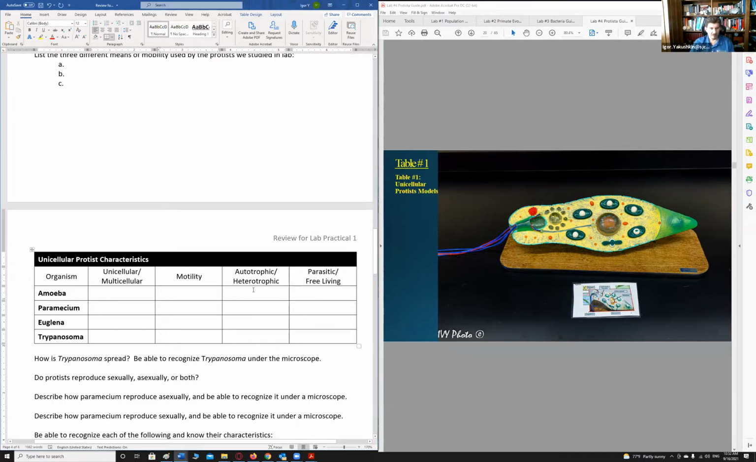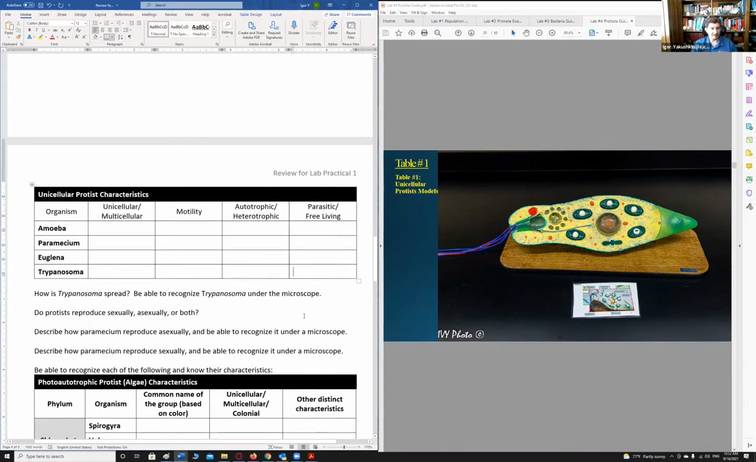So now amoeba heterotrophic, paramecium heterotrophic, euglena is autotrophic / mixotrophic. Either will do. But if you answer heterotrophic, euglena is not just heterotrophic. It's either mixo or autotrophic. And the trypanosoma, since it's a parasite, is heterotrophic. Free living, free living, free living, and the trypanosoma is parasitic.